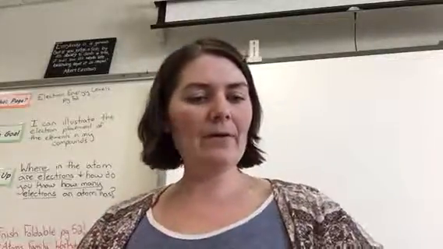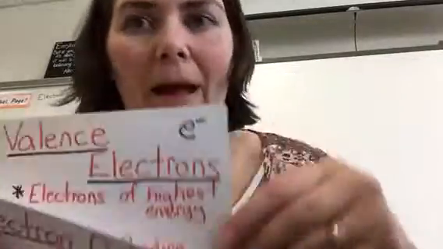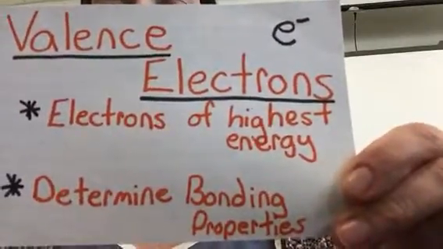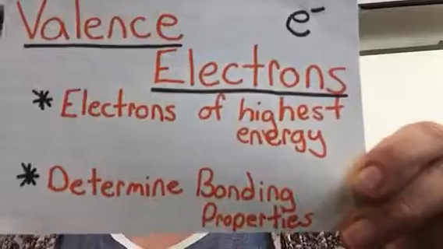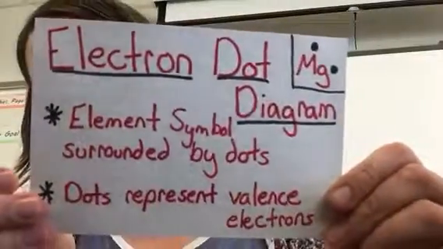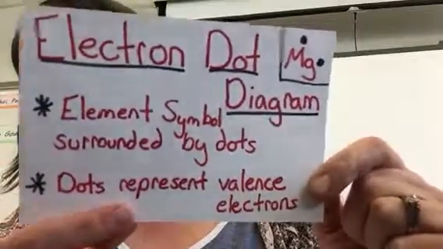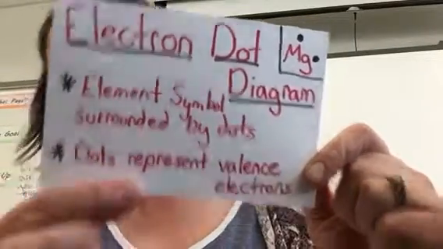In recap, for our wrap up, valence electrons are the electrons on the outermost energy level. They determine bonding properties. Our electron dot diagrams use the element symbol surrounded by dots that represent our valence electrons.